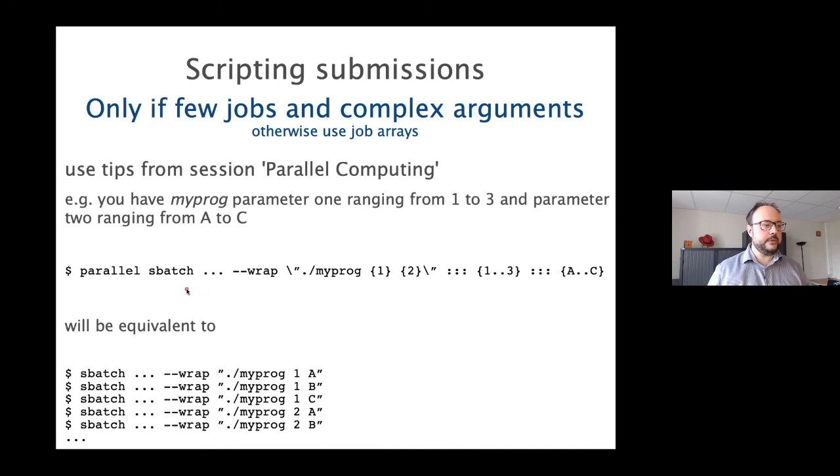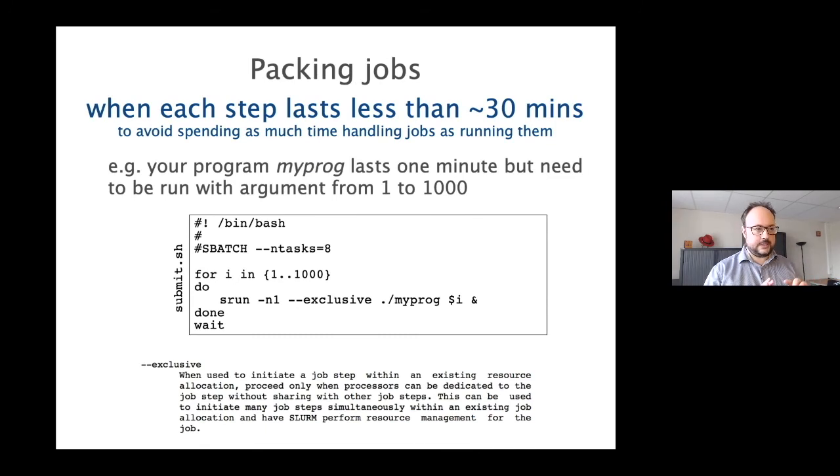Beware that if you do that, you can end up submitting a very large amount of jobs, and the more jobs you submit, the more work the scheduler has to do to schedule all the jobs. So if you have a large number of jobs to submit and those jobs are very short in time, it's a good idea to pack them into a single job. For instance, if your job is only 1 or 2 minutes, Slurm will spend more time scheduling the job than actually running the job.